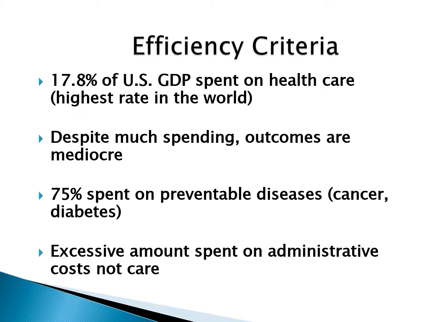For the past 50 plus years, Americans with health insurance have rated the system poorly to fair. Further, in terms of where we're spending our money, 75% of the dollars we spend on healthcare are spent on preventable diseases like cancer and diabetes. And this is the treatment of those diseases, not the prevention. Finally, we spend an excessive amount of money on administrative costs, not actually care.